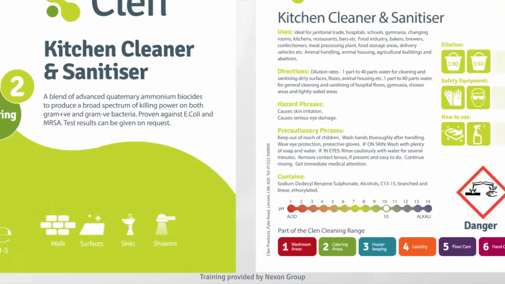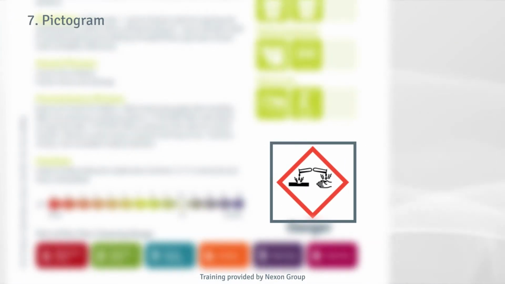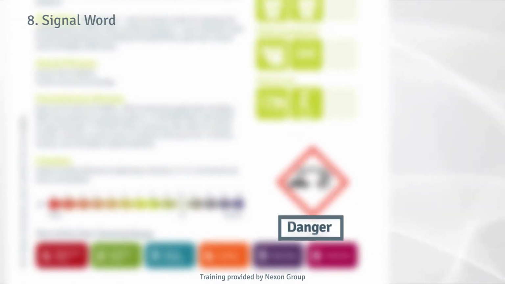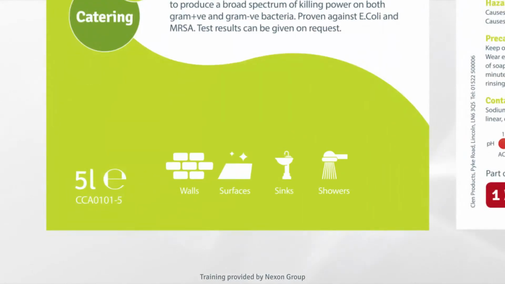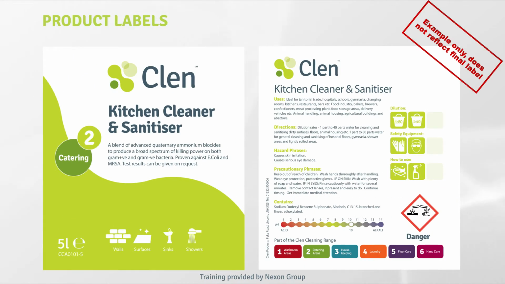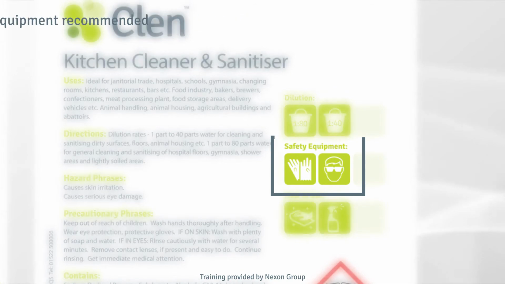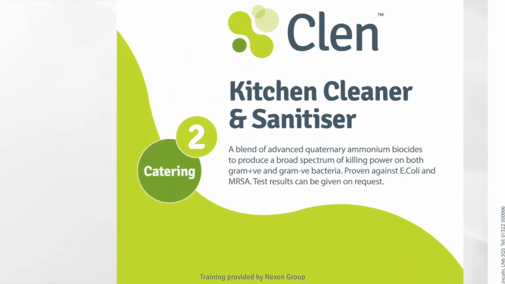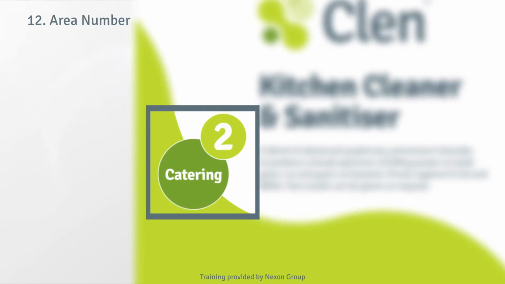Here we show the supplier name and contact details. Here we show the pictogram, if applicable. Here we show the signal word. The signal word represents the severity of the hazard: warning for less hazardous products, and danger for the more serious hazards. On the Clen product labels, you will always find the where to use icons to quickly identify correct usage areas for the product. Here we show the recommended safety equipment. Here we show how to use icons. Here we show the area number under the Clen color coding system.